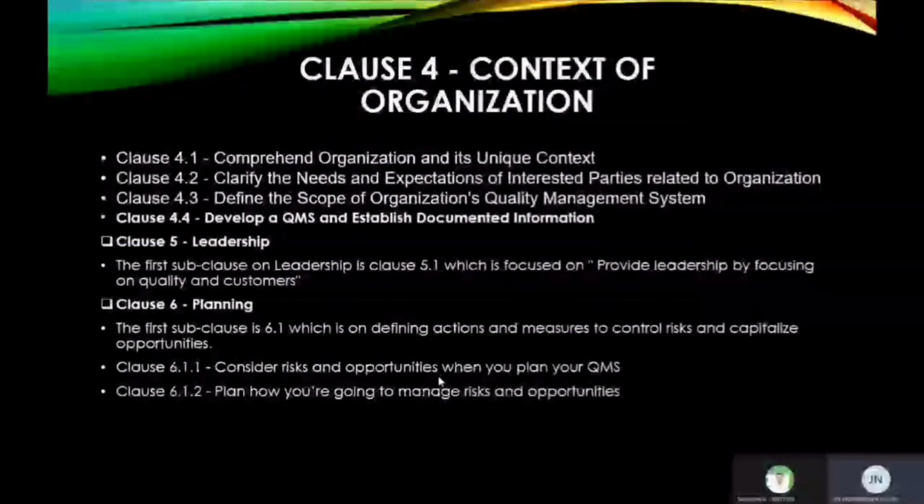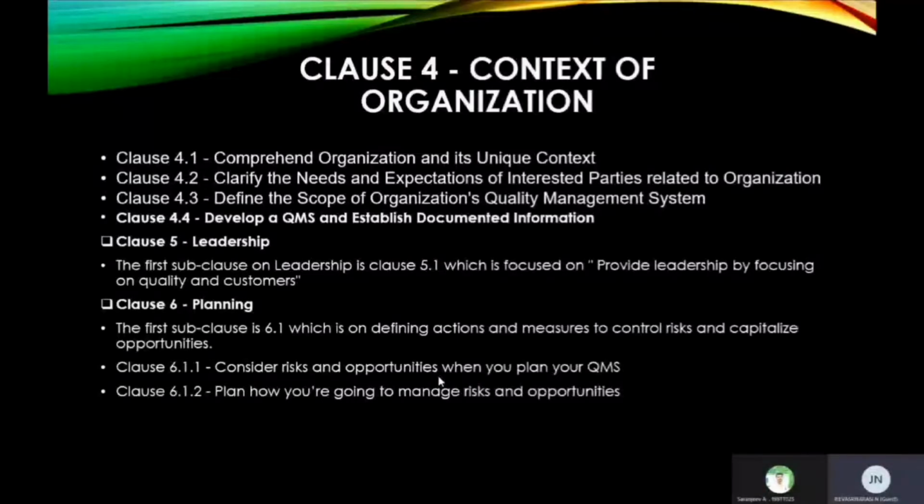Next, clause 4, context of an organization. In that we have 4 subclauses: clause 4.1, 4.2, 4.3, and 4.4. Clause 4.1 is to comprehend the organization and its unique context. Clause 4.2 is to clarify the needs and expectations of interested parties related to the organization. Clause 4.3 defines the scope of the organization's quality management system, and clause 4.4 develops a quality management system and establishes documented information.